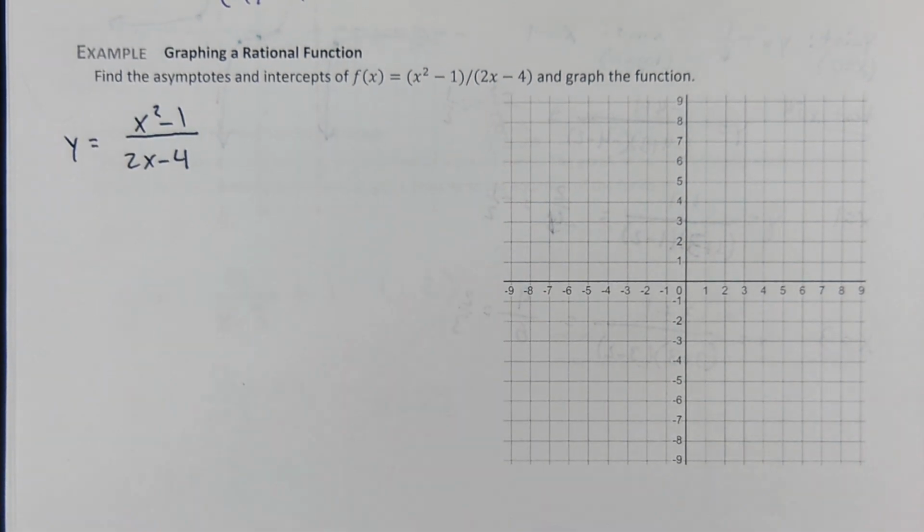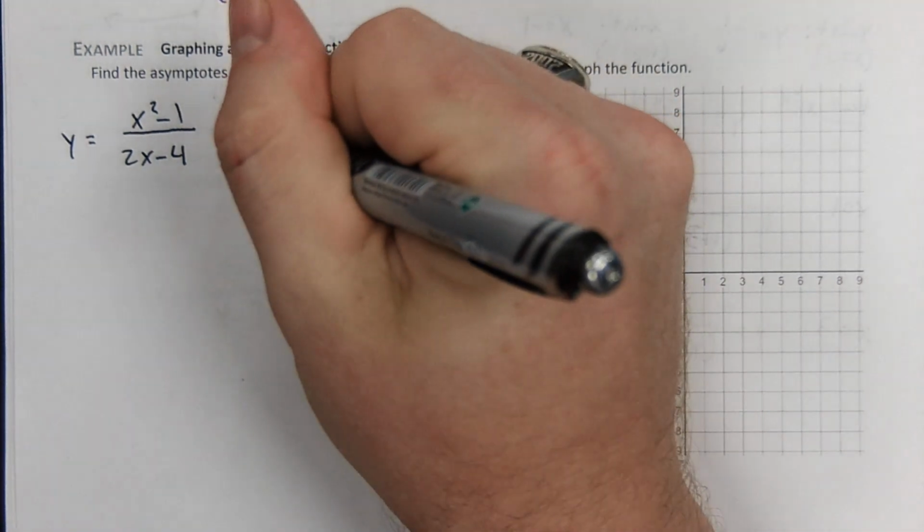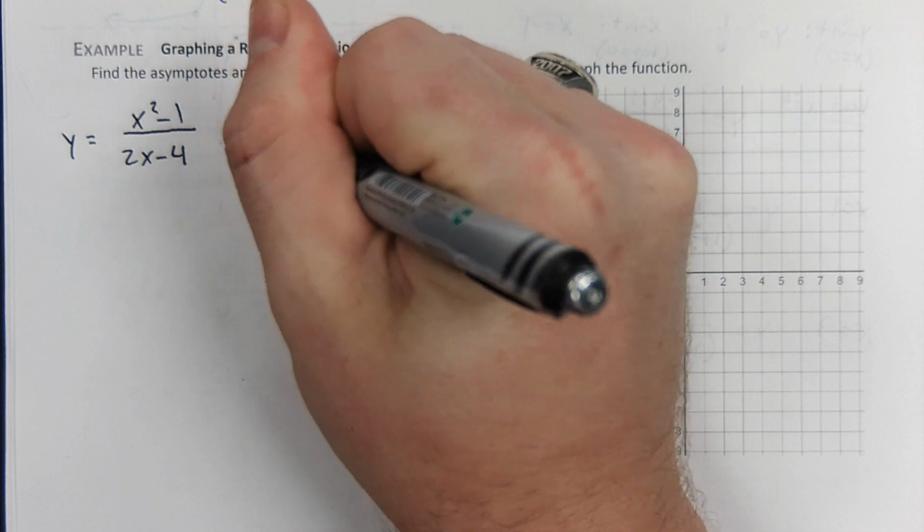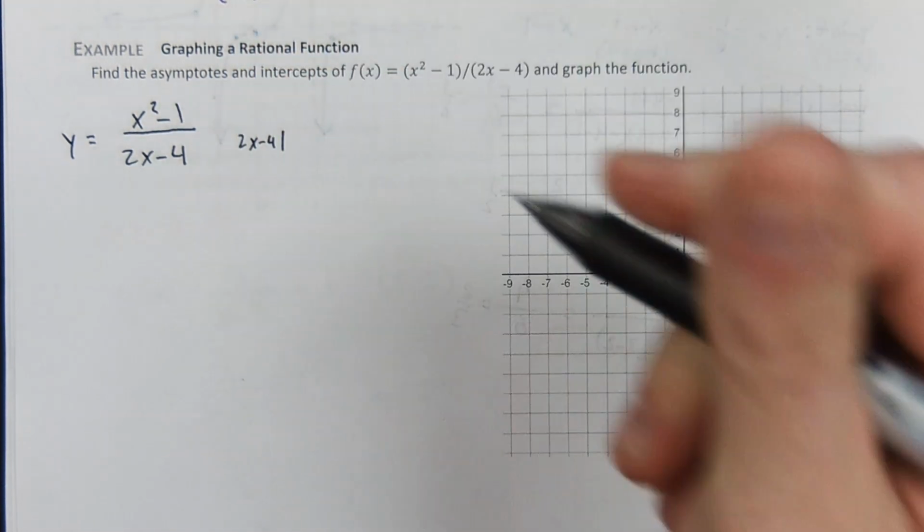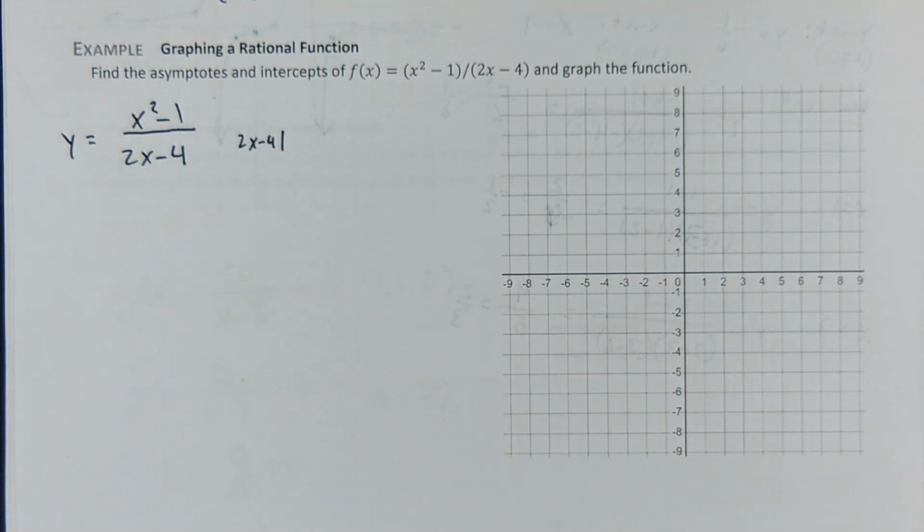Don't write too large. You don't want to be pinched for space. Yes, because the numerator has a larger degree, I'm going to have to use long division to figure out what that end behavior asymptote is.